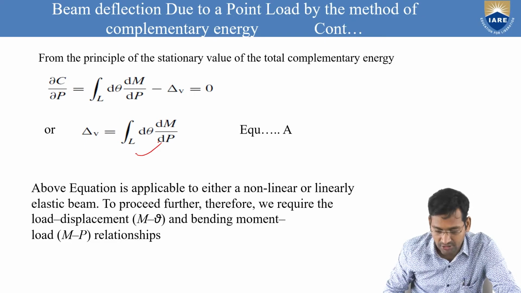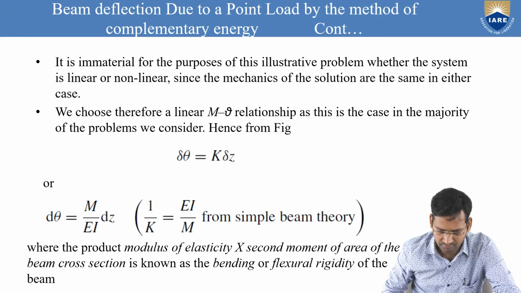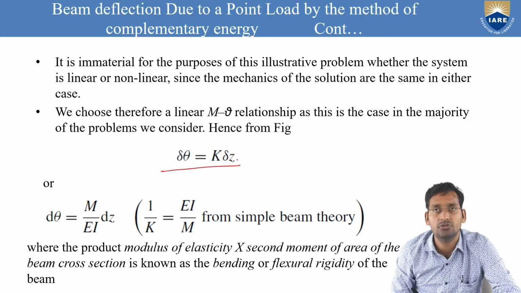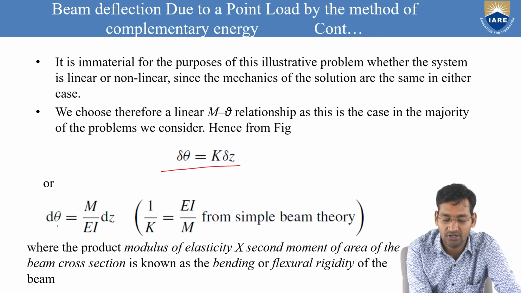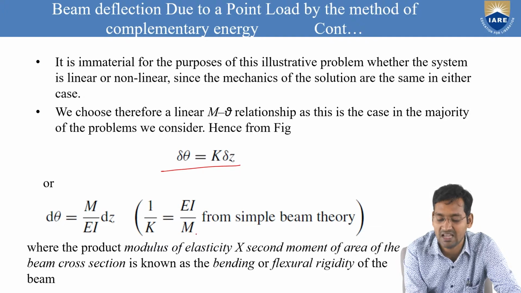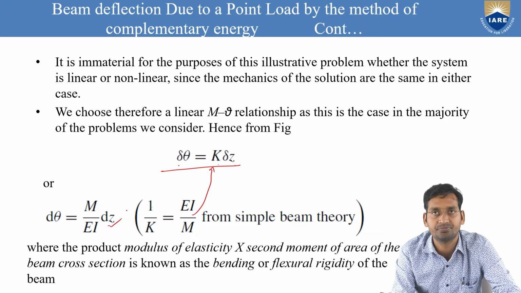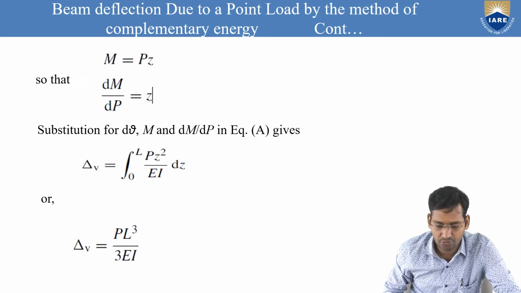Similarly, we have to find this for the cantilever also. In that also we had seen ∂θ = k ∂z, right? Where dθ is what? 1/k = EI/M, hence k will be equal to M/EI. So just substitute here: ∂θ will be equal to M/EI into ∂z. So this is just for dθ.